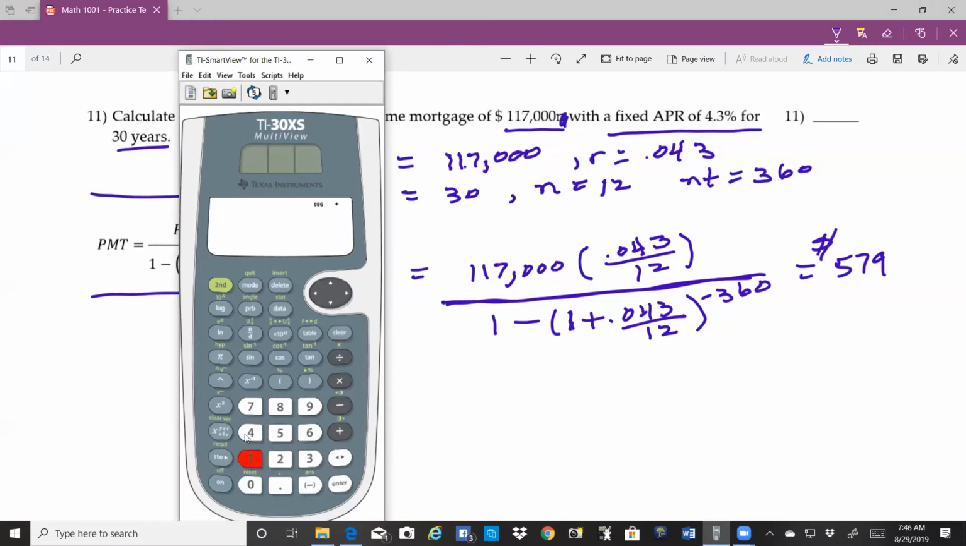slightly another way. Put 117,000. In fact, let's clear this. We're going to start out with a fraction, and we're going to get 117,000 times 0.043 divided by 12.